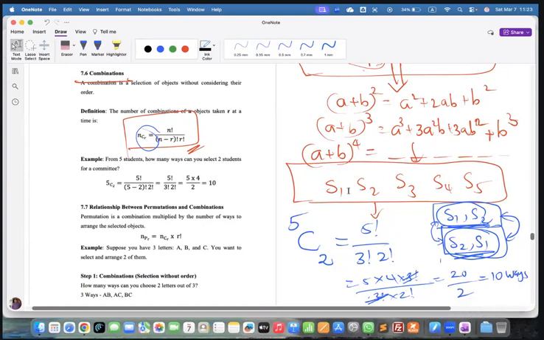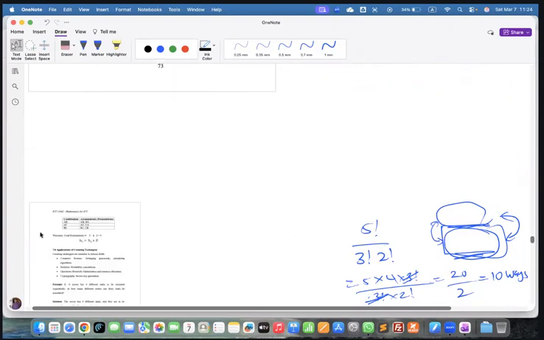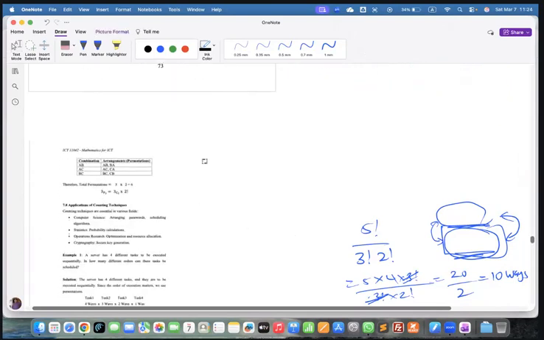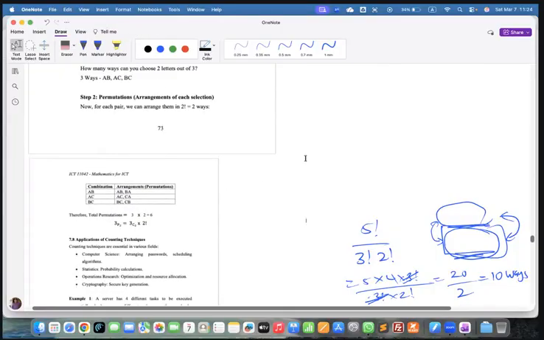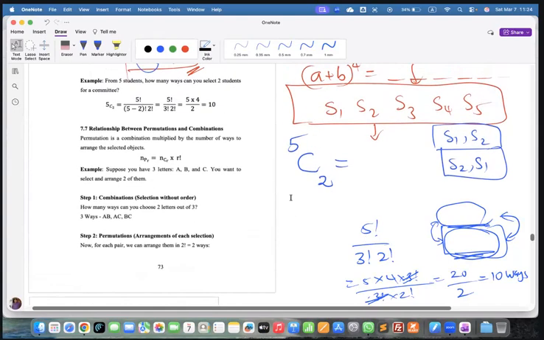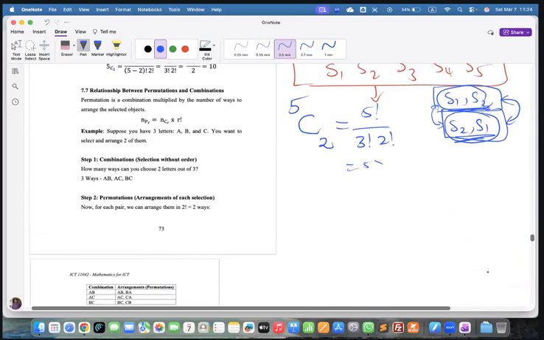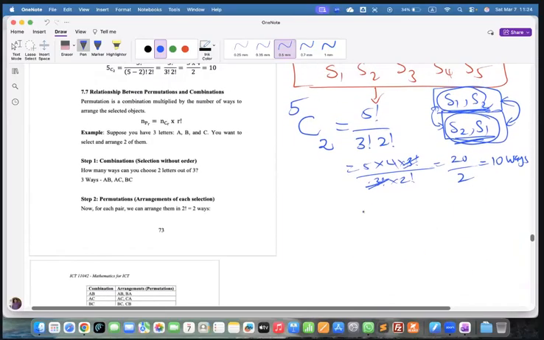Can you write all the 10 ways? Is it possible to write them all? Someone, can you try this? Can you repeat the question, sir? We found the answer is 10, no? So there are 10 ways of selecting the group. Can you make all the 10 groups from student 1, student 2, student 3, student 4, student 5?